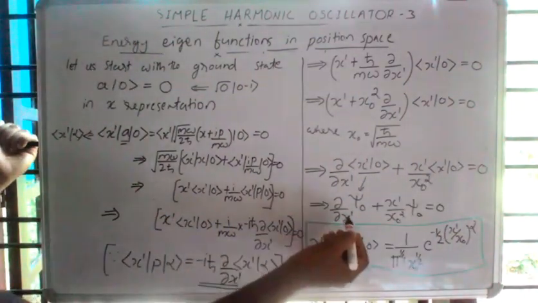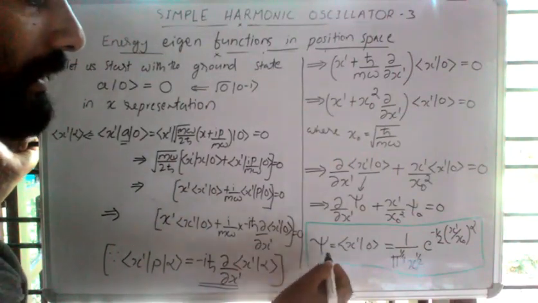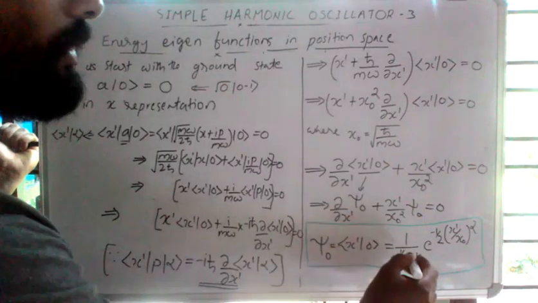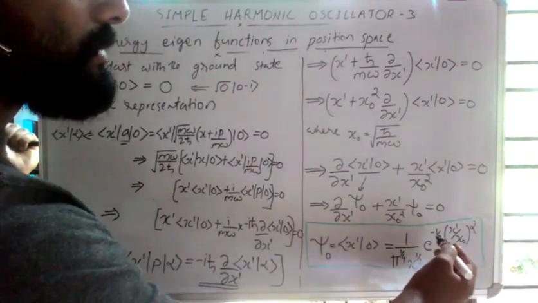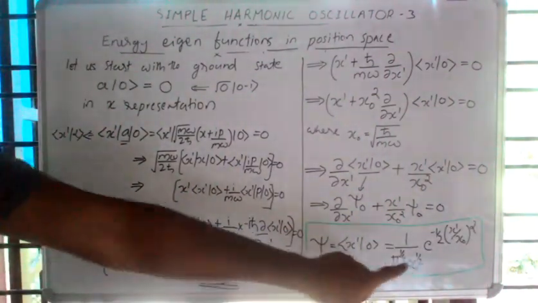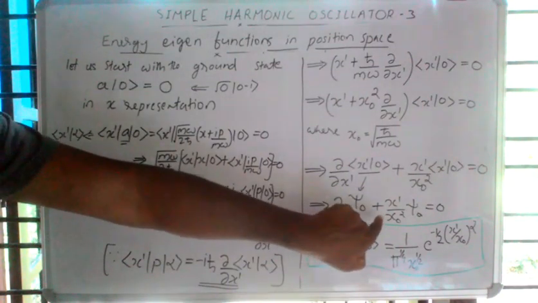Okay, look at this. This is the first order differential equation. When I solve it, I'll get psi naught. That means ⟨x'|0⟩ equal to 1 over pi raised to 1/4 x naught raised to 1/2 e raised to minus 1/2 x'² over x naught square. This is the solution of this first order differential equation.